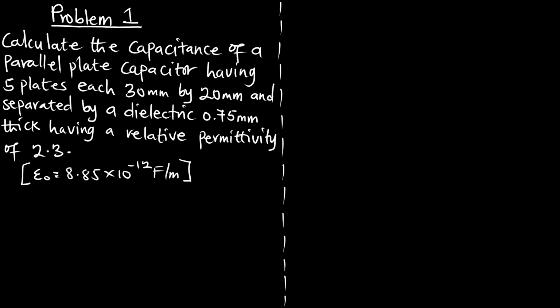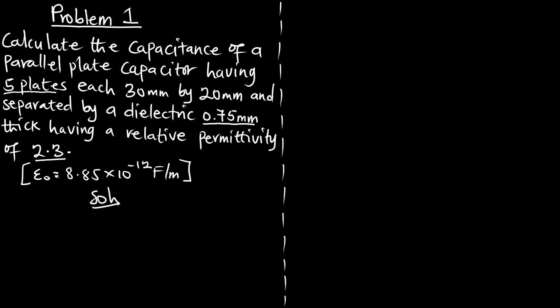In problem 1, we have our problem statement. Calculate the capacitance of a parallel plate capacitor having 5 plates, each 30 millimeters by 20 millimeters, separated by a dielectric 0.75 millimeters thick, having a relative permittivity of 2.3, and we have the permittivity of free space as 8.85 to the power negative 12 farad per meter. So this is our problem.